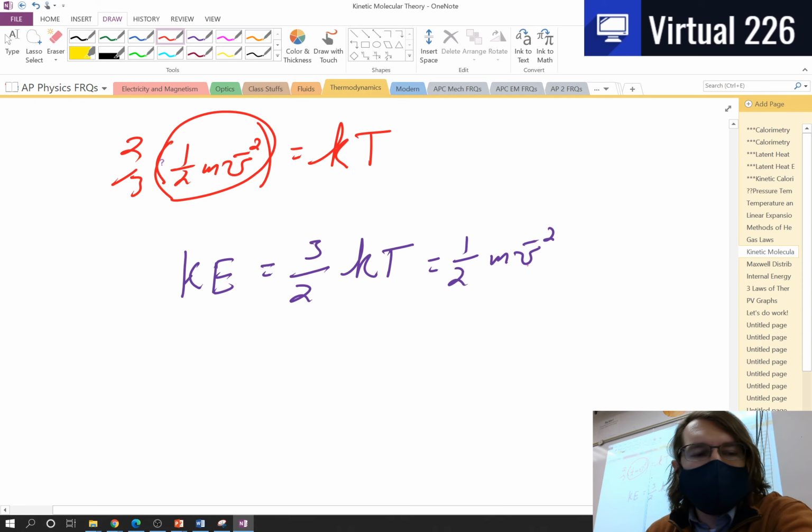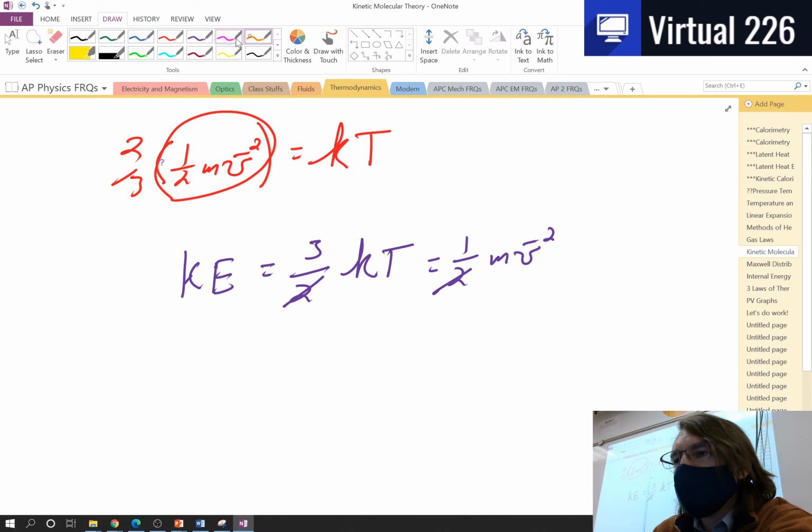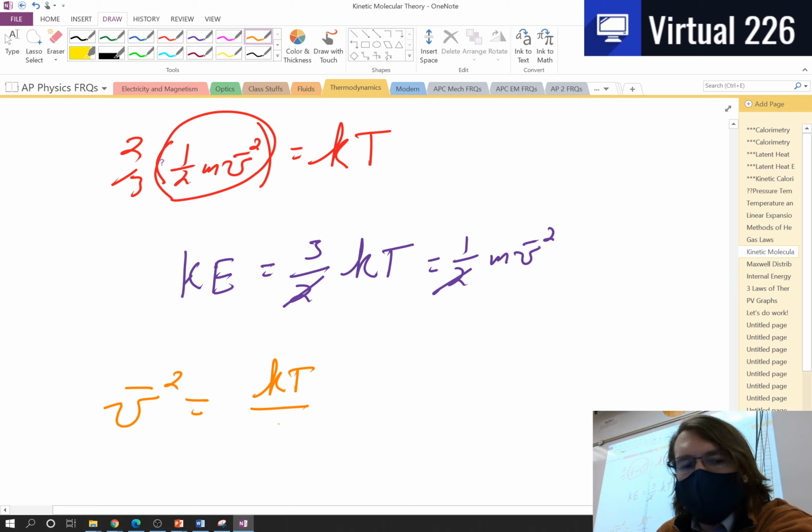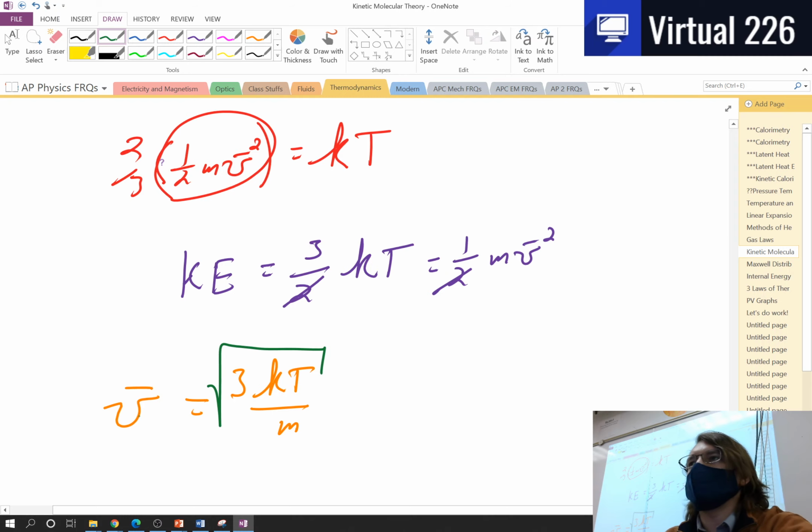Now this velocity squared that we had, we're going to end up solving for it to find out what that average velocity on the inside is. When we do this, what we're going to see quickly is that these 2's are going to wipe out. And what we're going to find is that this average velocity squared is going to equal 3kT over m. When we take the square root of each side, we finally find this average velocity.